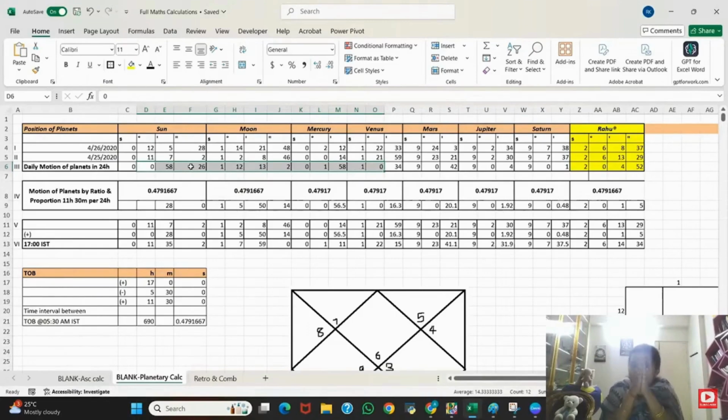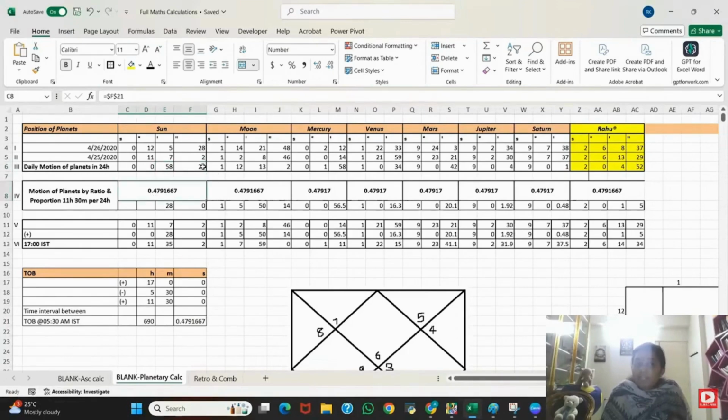That's the reason we have to take it for that day itself, based on the date of birth or the time of birth. So now if we are considering that, then we arrive at the motion ratio of 0.4791667, with which we have to multiply the daily motion. That is, for one whole 24 hours, if it is moving 58 minutes 26 seconds, then what will it be for 11 hours 30 minutes? So we have the ratio, and we have to multiply this with this.